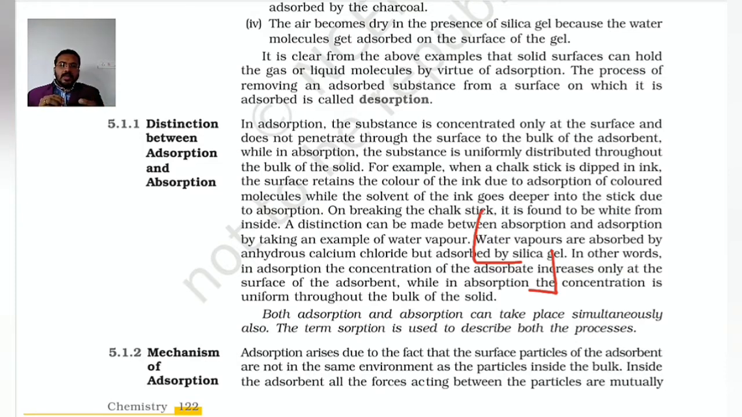On the other hand, in the case of silica gel, we already discussed, adsorption is taking place. In silica gel, the water molecules will be accumulated on the surface of the silica gel. So that's the difference between adsorption and absorption. Now, with the help of a chalk piece and ink, we have to study the difference between adsorption and absorption in detail. So we'll be moving to the video.